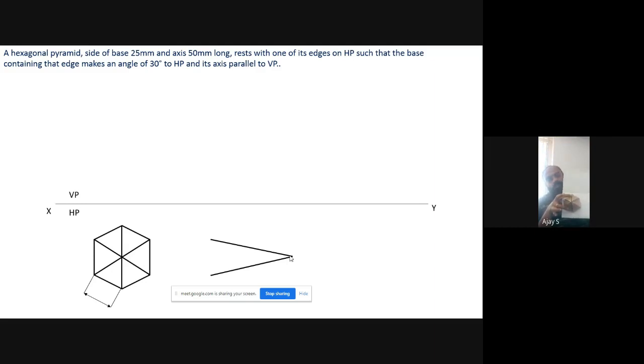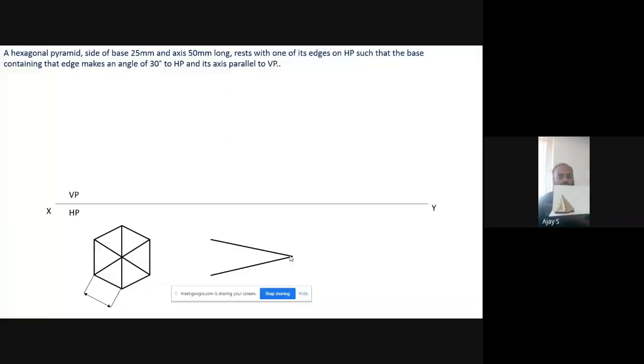You have a hexagonal pyramid with a base side of 25 mm and an axis 50 mm long. This will be the axis. The height will be 50 mm. So this question is right. When you draw it as a vertical in front view, that is in the vertical plane, will it look like this? You can see the axis, right? You are able to see only these two faces, right?